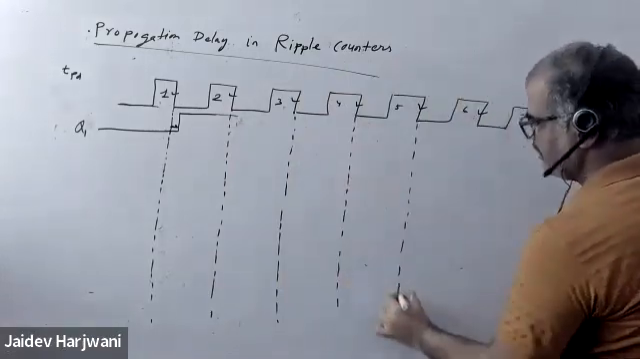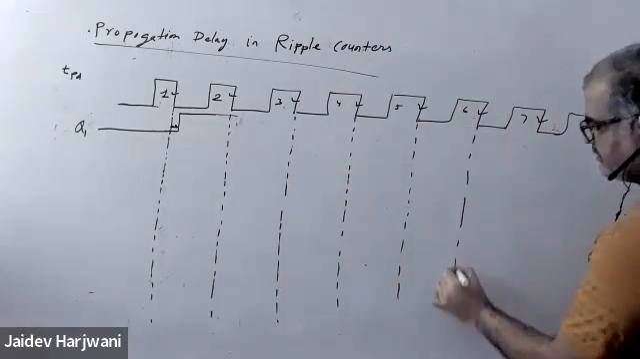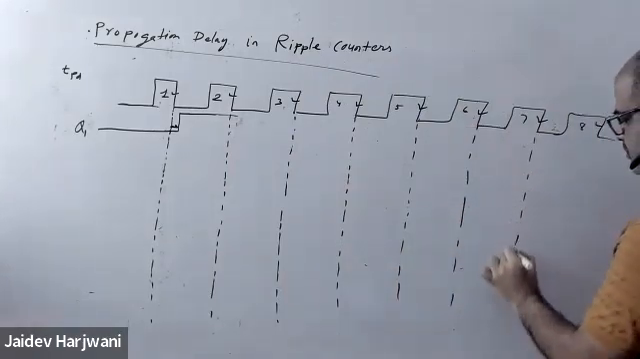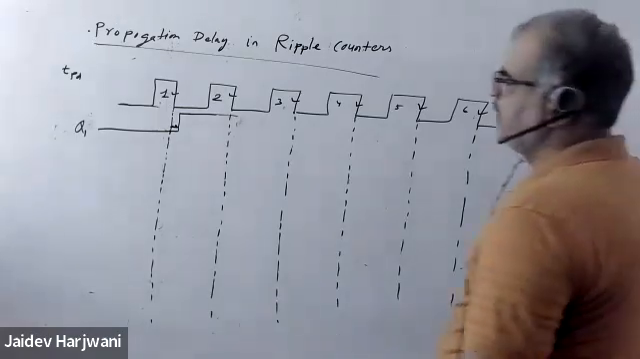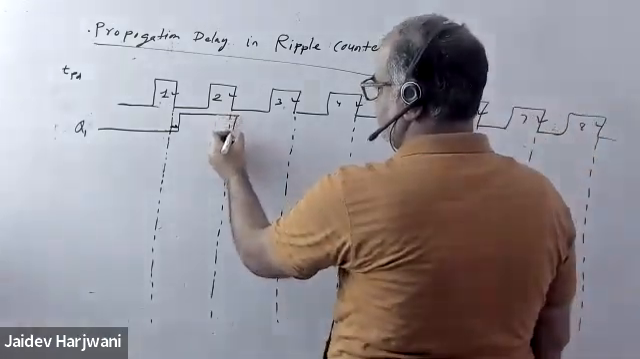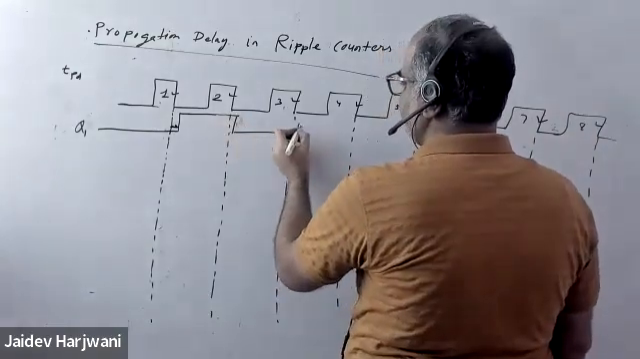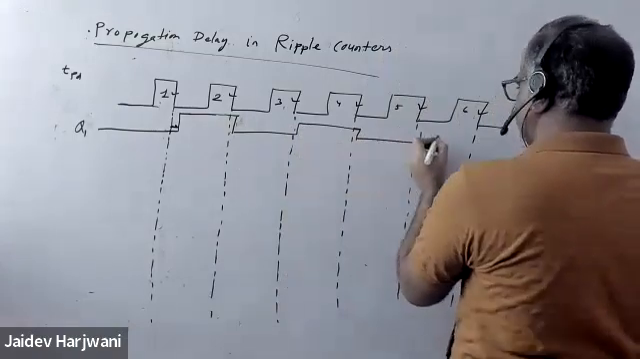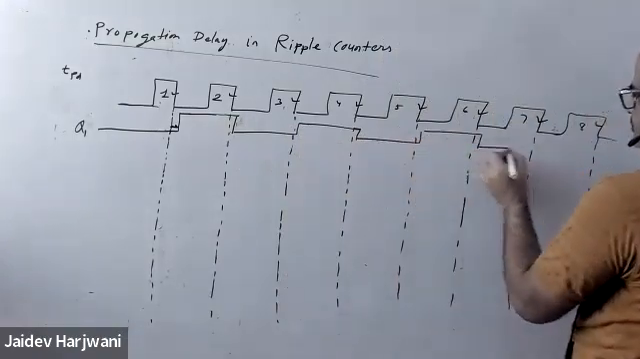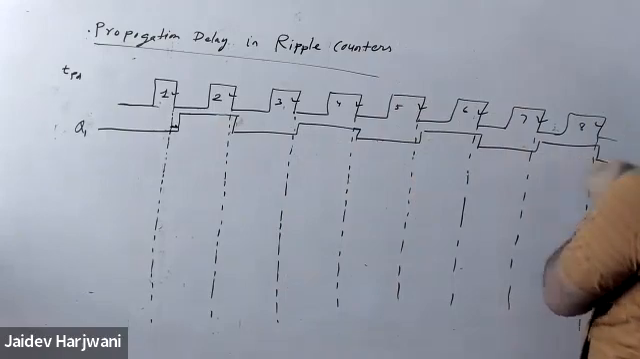So these are my transition points. Now it will happen here a little bit later. Similarly, this delay will continue. This is called the delay of 1 flip flop.